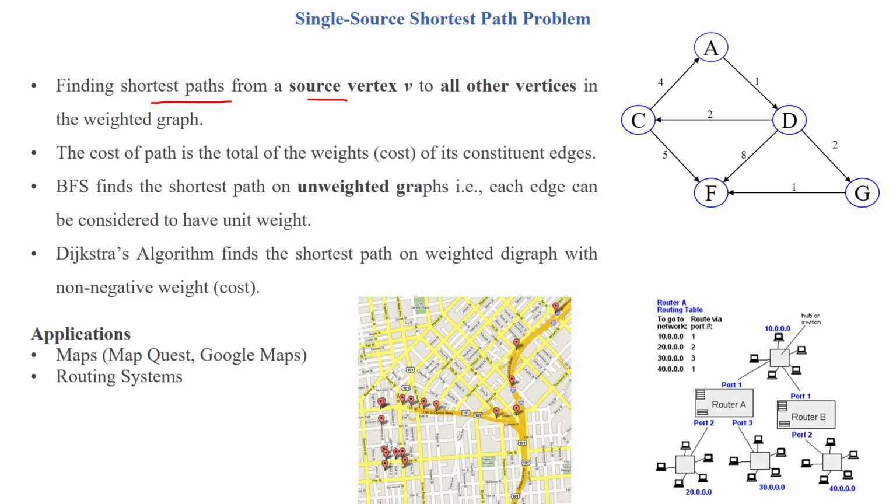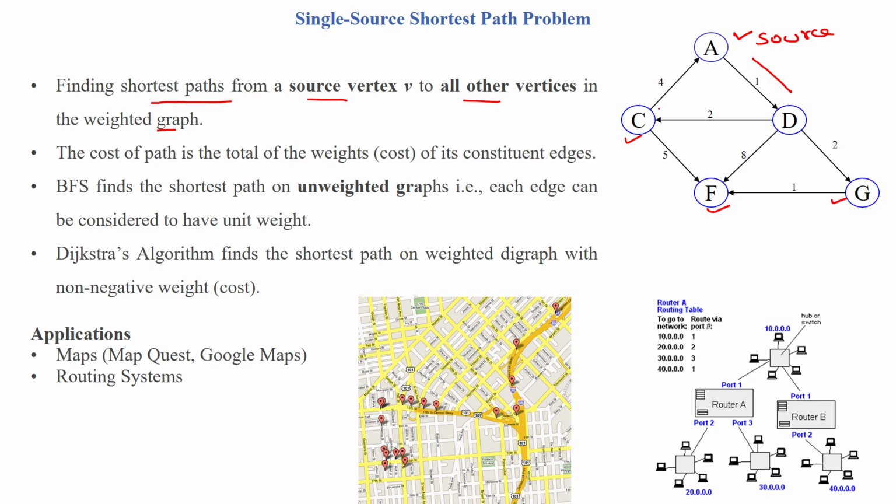Hi, welcome to single source shortest path problem, which is used to find shortest path from any source vertex to all other vertices in the given weighted graph. For example, here if you select vertex A as the source vertex, then from this source vertex you have to find out the path to all the vertices available in this given graph. You should not leave any single vertex without having the path from the source vertex.